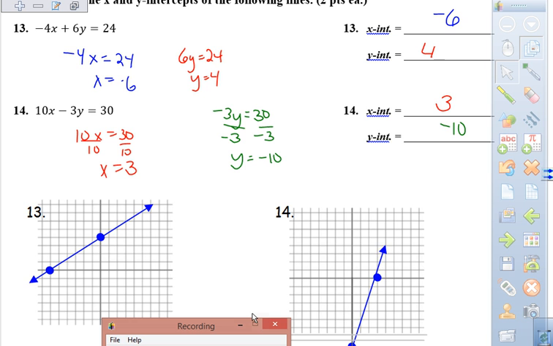Please draw a heart next to the word Algebra Review up on the top of your paper. Please draw a heart.